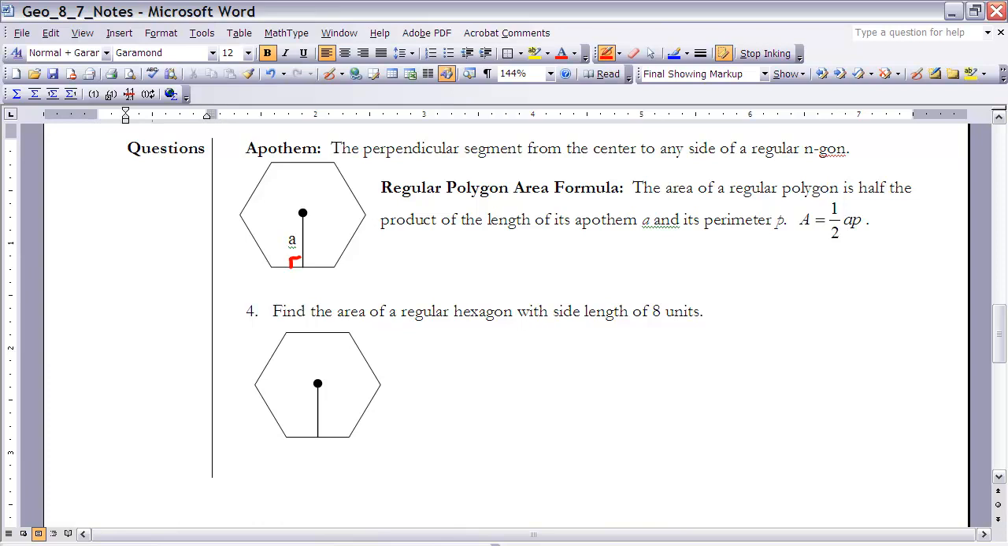Okay? Now, if we know that distance, and we are able to find the perimeter of the regular polygon, we can find the area of the regular polygon. Okay? And what it says is that the area of a regular polygon is always going to be half the apothem times the perimeter. Okay?